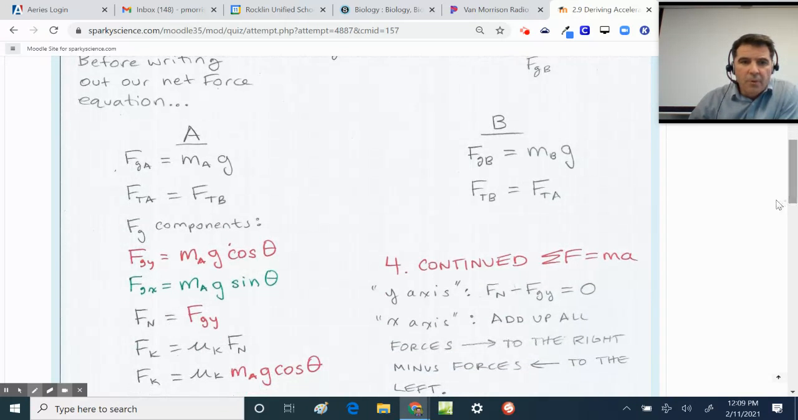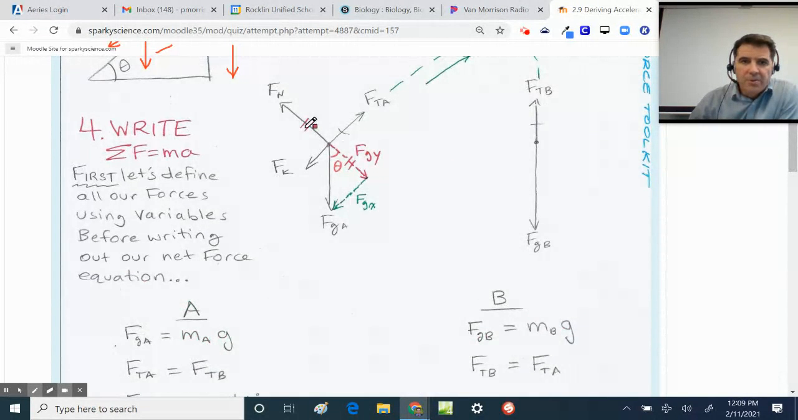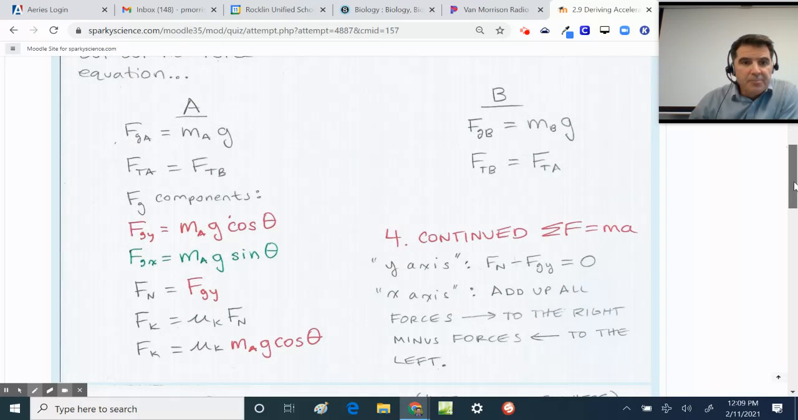Then I have the normal force. The normal force is going to be the opposite of FGY. And so this normal force is the opposite of FGY. They are the same value, same size vector. They cancel each other out.